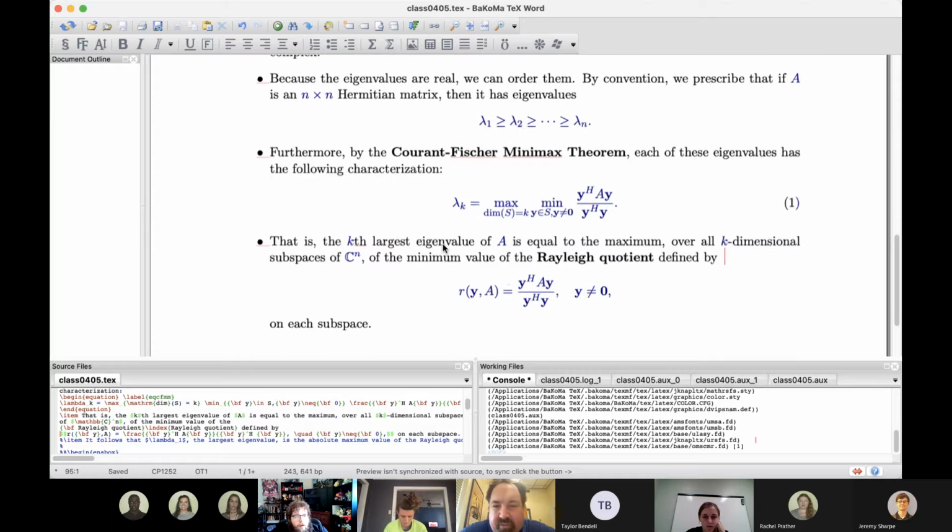So what you do is you consider all subspaces of dimension k, and then over each one of those subspaces, you minimize the Rayleigh quotient. The dimension of the subspace that you're considering is the rank of the eigenvalue you're looking for. If you look at a couple of extreme examples, suppose k is equal to 1. We're considering all one-dimensional subspaces.